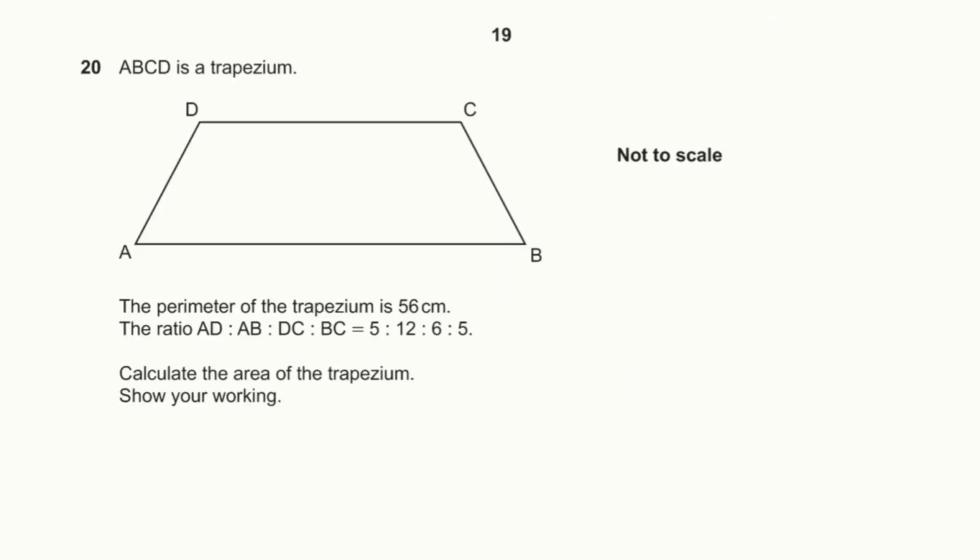Question number 20. ABCD is a trapezium. The perimeter of the trapezium is 56 centimeters. The ratio AD to AB to DC to BC is 5 to 12 to 6 to 5. We have to calculate the area of the trapezium, showing your working.